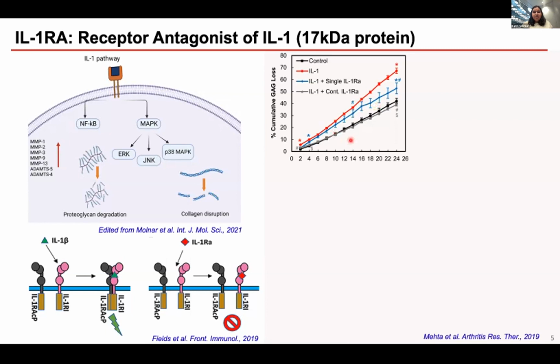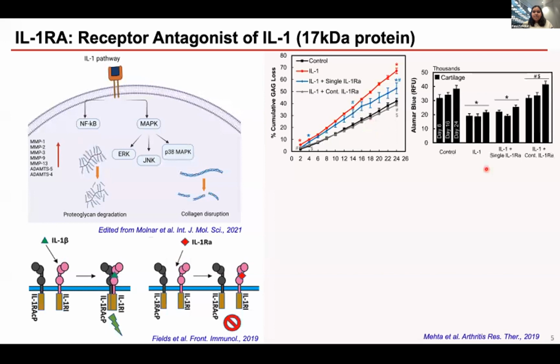This gray curve represents a sustained dose, which means that the amount of IL-1RA was maintained at a sustained dose by continuously adding it at every media change. And thus, this sustained dose suppressed the GAG loss levels down close to control levels.